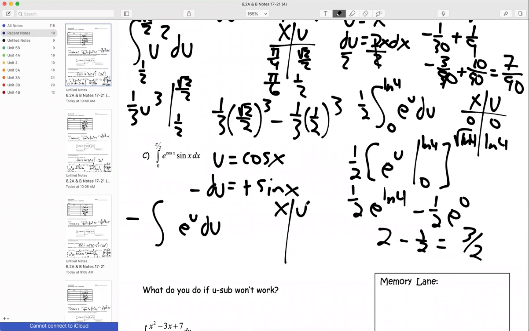For the bounds, x to u, I've got 0 and pi over 2. What's the cosine of 0? I can never remember. It's 1? Oh, yes, it's 1. We're positive? Positive. Hold on, let me draw the unit circle. Cosine. Okay, it's 1. Yes.